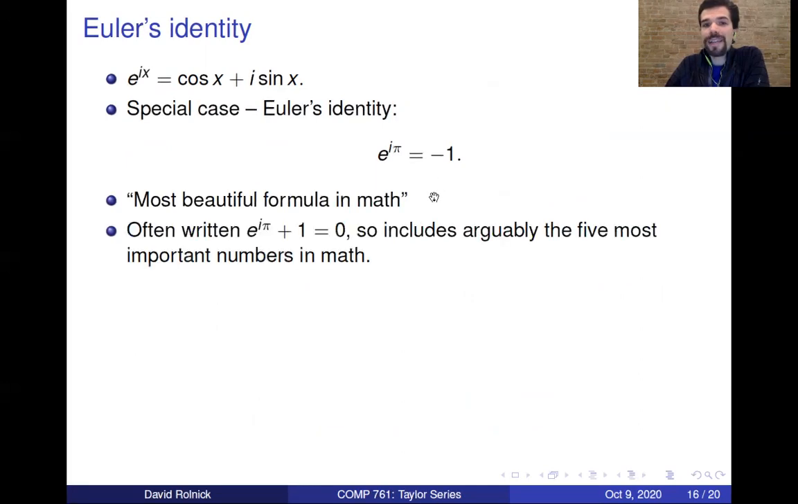And it's often written like this. And this is sort of a reason why it's the most beautiful formula in math, because it relates arguably the 5 most important numbers in all of math, which is e, i, pi, 1, and 0. It's just really great. Mathematicians love this.